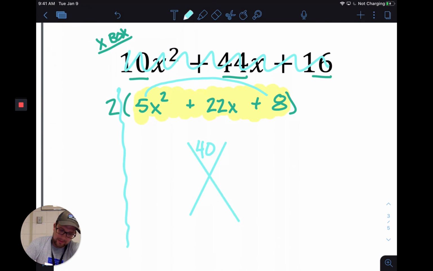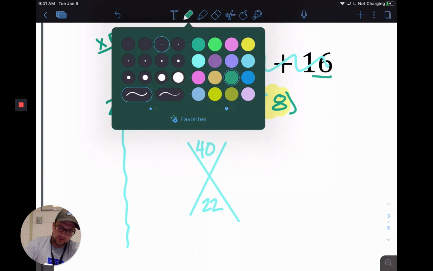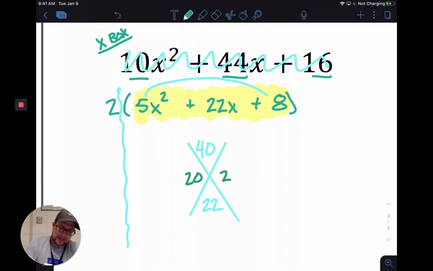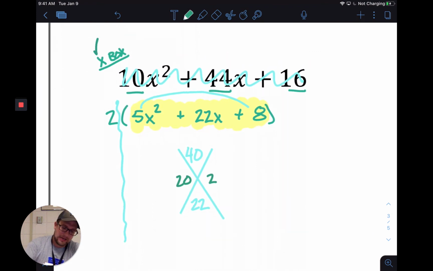And then on the bottom, I'm going to get my 22. Now, two numbers that multiply to be 40 that add to give us 22 would be 20 and 2. We've done the x. Now we got to do the box.